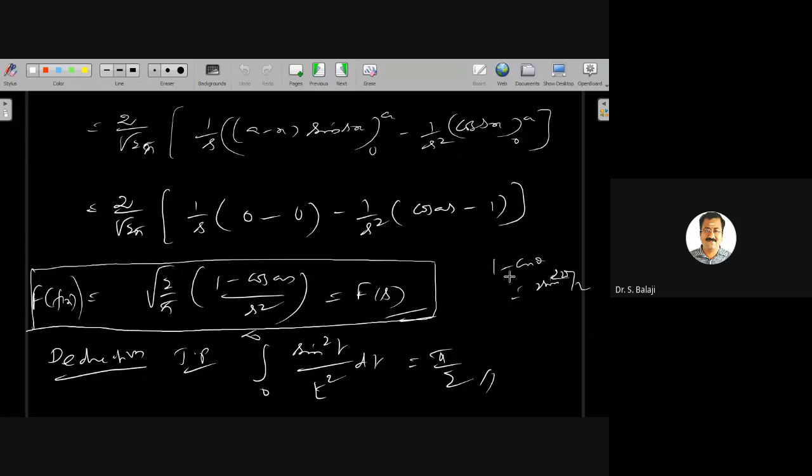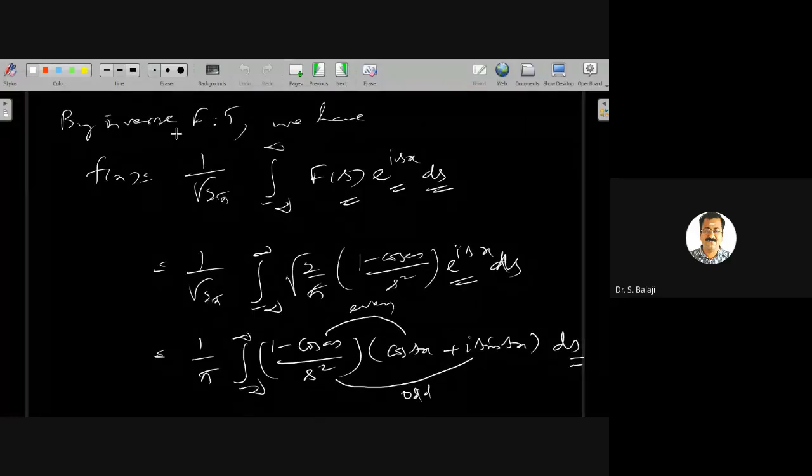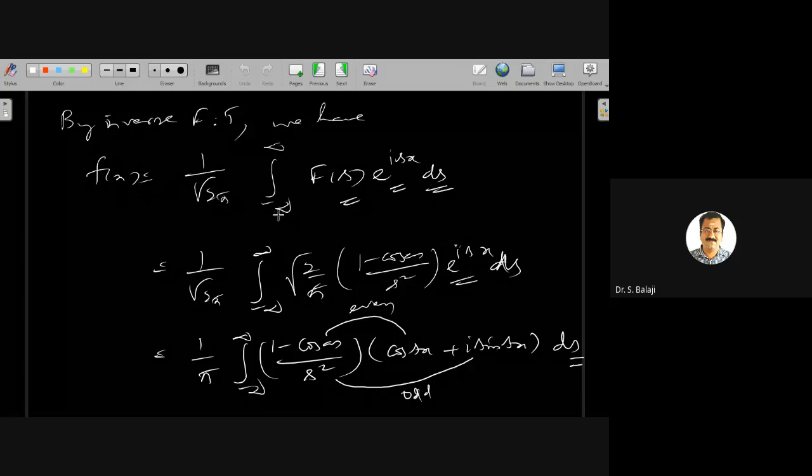You can write 1 minus cos theta as 2 sin square theta by 2, but to get this result by the inverse Fourier transform, we have the inverse Fourier transform definition. f of x is equal to 1 by root of 2 pi, integral from minus infinity to infinity of f of s into e power isx ds. This is plus isx, very important. The Fourier transform definition has already used minus isx.